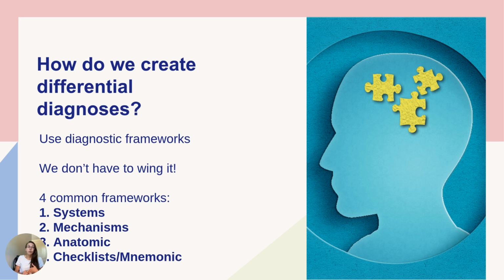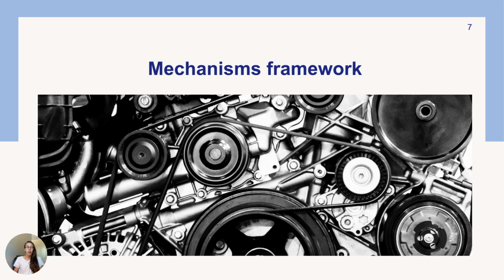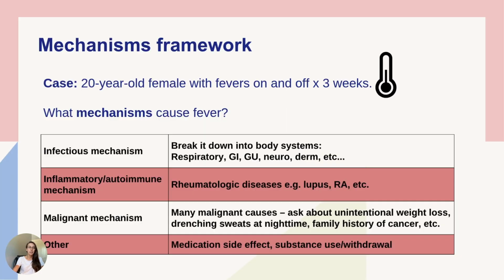It's really up to you to figure out what framework works best in your brain to organize a case in front of you. And I'll go through many case examples of what I mean by this. Now, let's think of the mechanisms framework. This is kind of you asking the question, what mechanisms cause X? So let's start with this example.